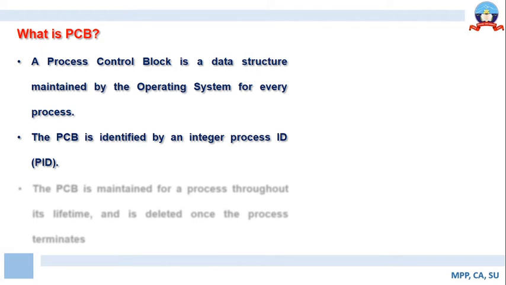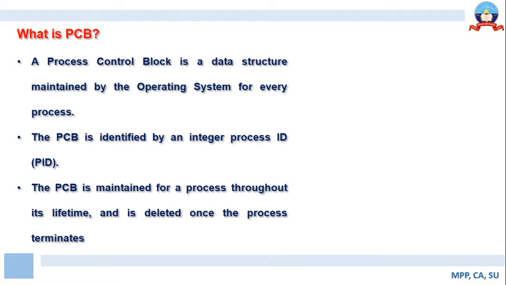Each and every process control block is identified by an integer process ID that is called the PID. The process control block is maintained for a process throughout its lifetime and it is deleted once the process terminates. As we have learned earlier, whenever a process gets terminated, the state information of the process is lost. So the process control block is the state information of the process.